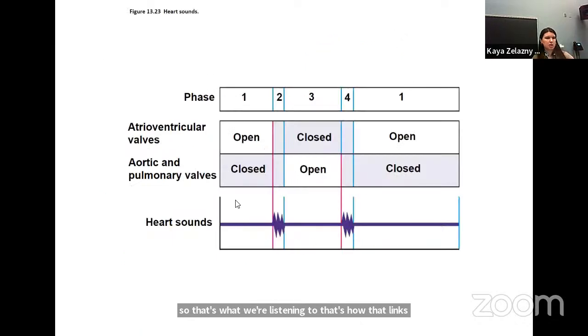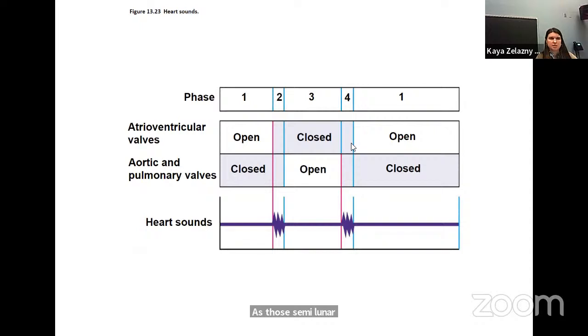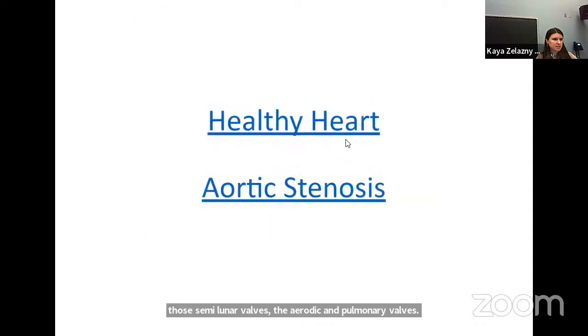We can see those mapped here at the bottom of our big cardiac cycle graph. So our heart sounds are showing us the times when those ventricles have their valves closed. First, we hear it during phase 2 as those atrioventricular valves are closing and the ventricles are beginning to contract. And then we again hear a sound in phase 4 as those semilunar valves, the aortic and pulmonary valves, close so that blood doesn't flow back into the heart. So let's take a listen.